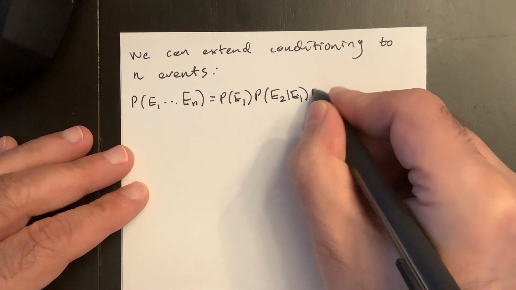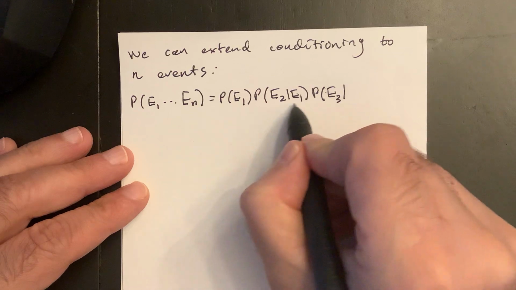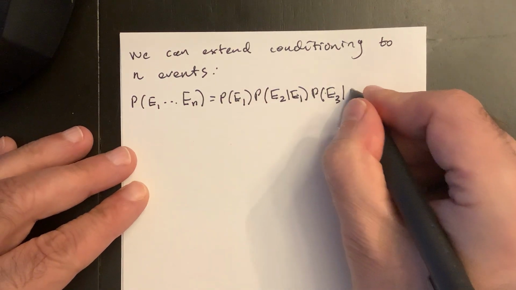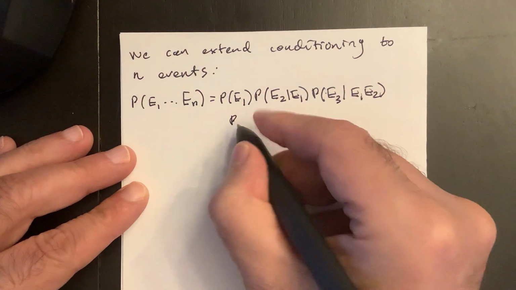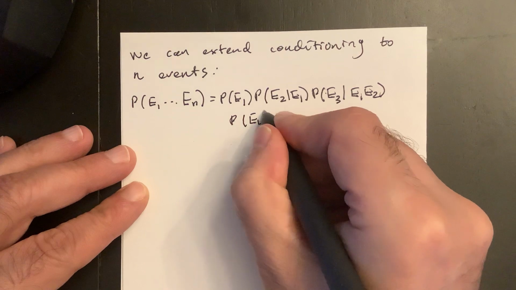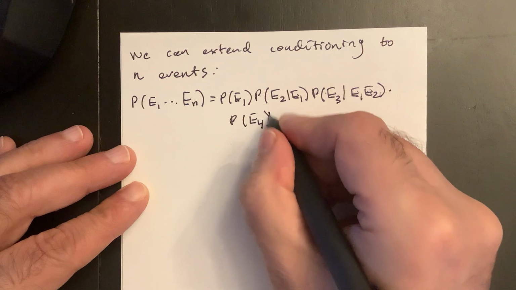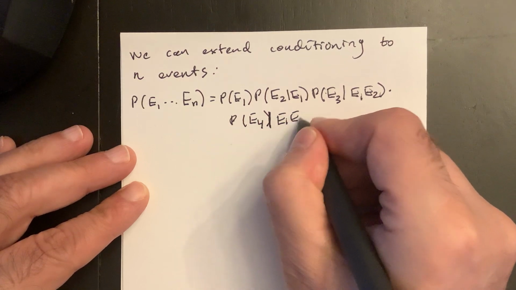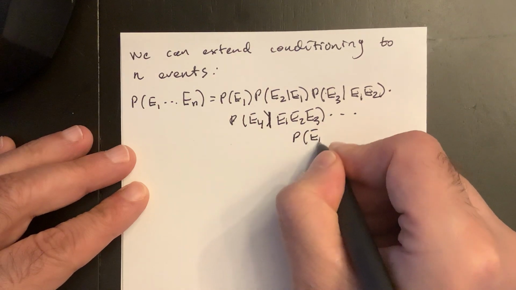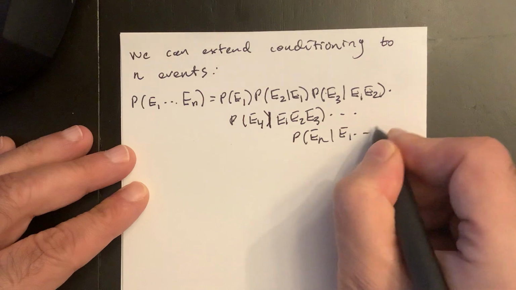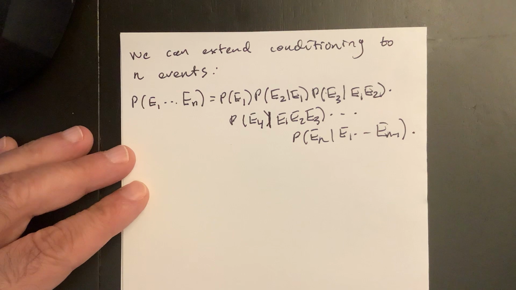Now what do you want? The probability the third happens, given, well, now I have these both happen. So given E1, E2 happen, and you can build it up this way, probability E4, given E1, E2, E3, dot, dot, dot, probability En, given E1 through En minus 1. So these are all multiplied. Okay, so you could just keep going like this.